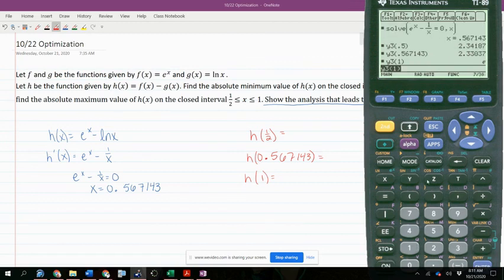And then I need 1, and that's e, which I know is 2.7. If you don't know that that's 2.7, you can always green diamond, enter, and that gives you an approximation value. So those are my 3 outputs, and then I would just have to go tell all the nice people at College Board that I know that this is the smallest of the 3 and this is the biggest of the 3, which makes absolute min and absolute max.